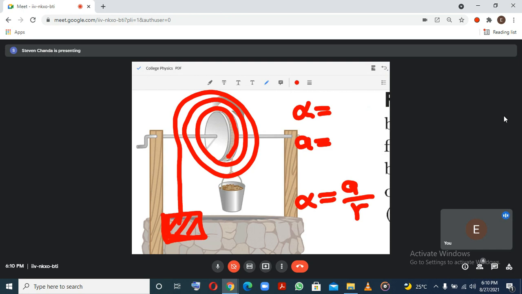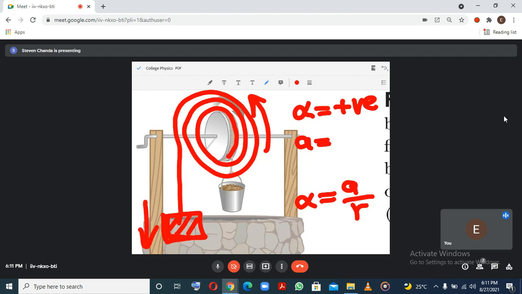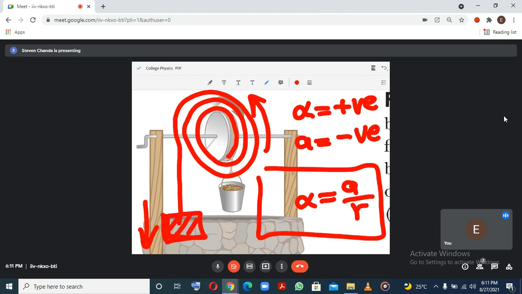How is this thing moving? This wheel is going to be moving where? Counterclockwise. So meaning what? Angular acceleration is going to be positive. Then the linear acceleration, the bucket is still going downwards, so it's going to be negative. So when you're doing your substitutions, you remember to put a negative. The thing you'll be substituting will have a negative.